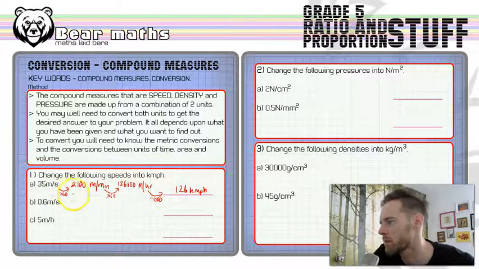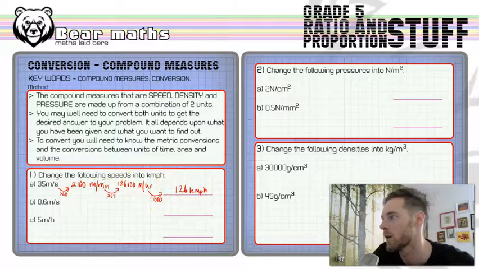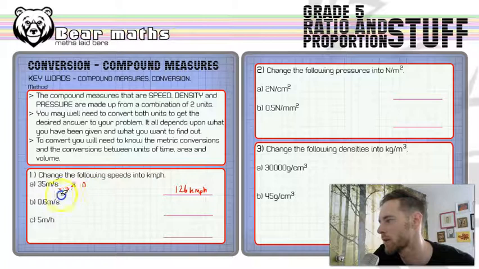Now, we could get this done quickly. We could jump straight from here to here by multiplying by 60 times 60, which is 3,600. So you could do it in 2 steps. I'm just going to get rid of that so you can see what I'm doing for the next question.